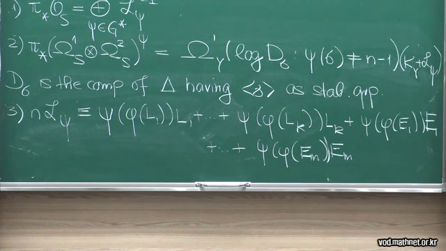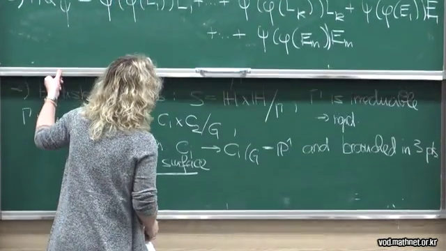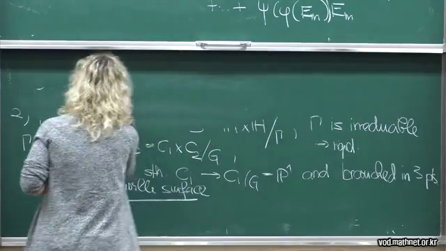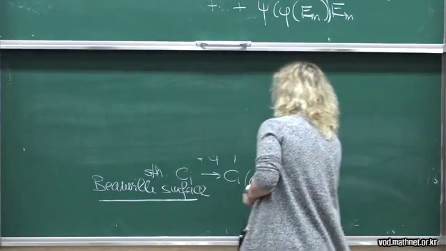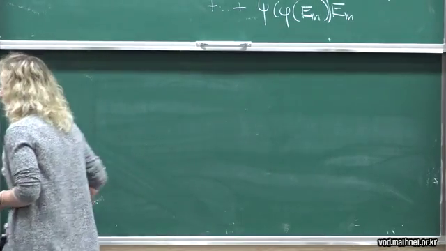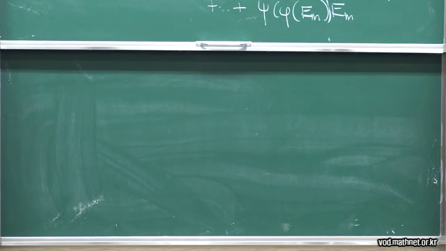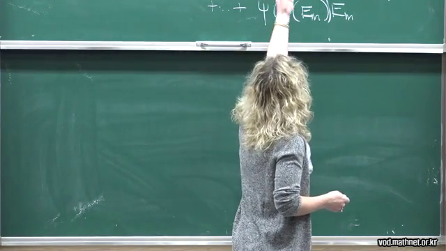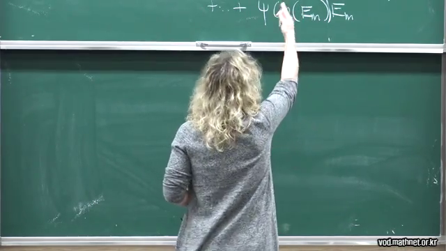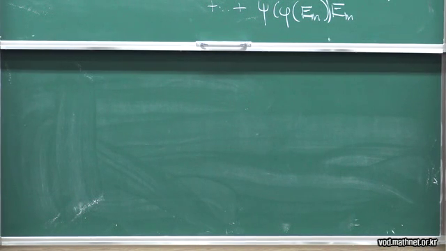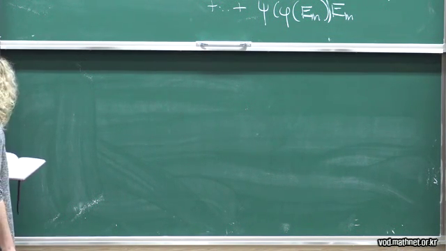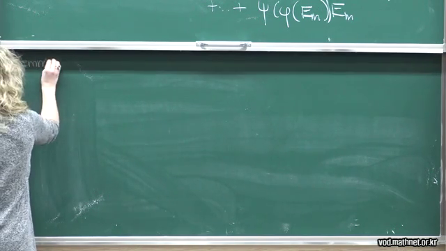Okay, so now we have to calculate the character sheaves for each n, and we have to calculate the σ where ψ(D_σ) is different from n minus 1, and then we have to calculate these cohomology groups. So you can imagine the bigger the configuration gets, the more complicated it gets. So let me give a lemma.